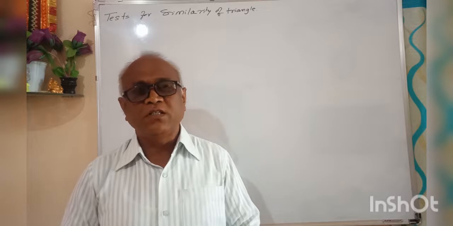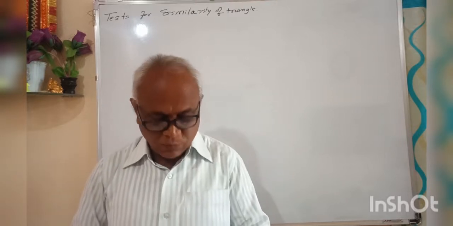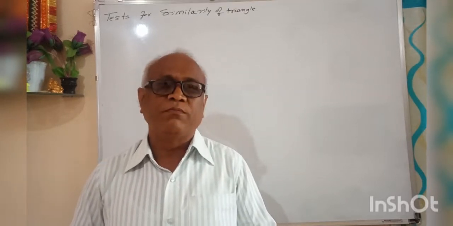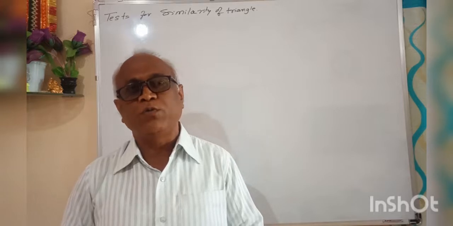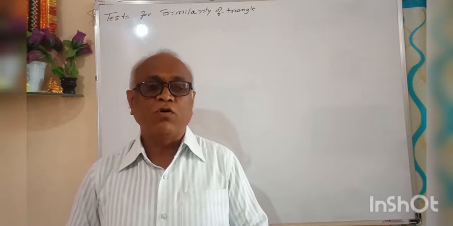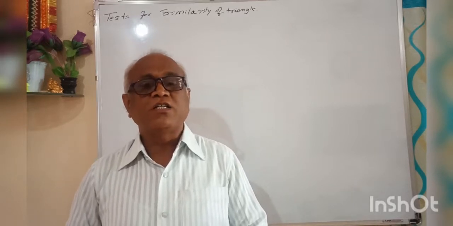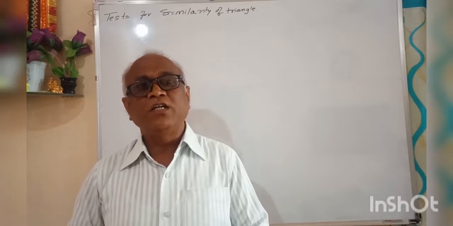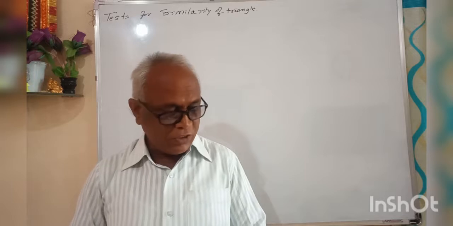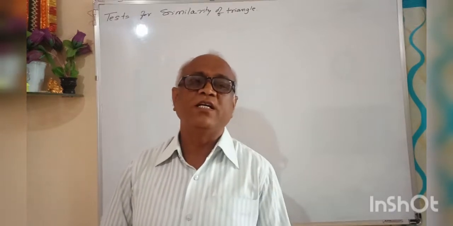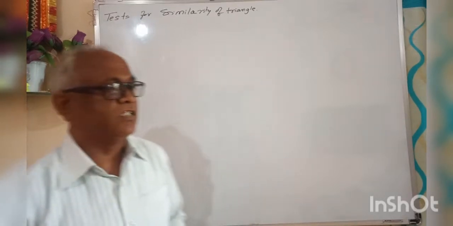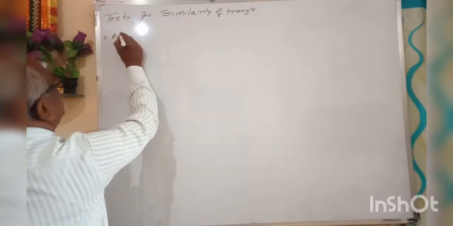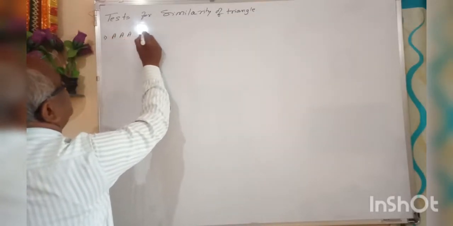That is, first, their corresponding sides must be in proportion, and their corresponding angles must be congruent. That is, there are six conditions. From these six conditions, three conditions are sufficient to show that the two triangles are similar to each other. Now here the first condition is the AAA test.